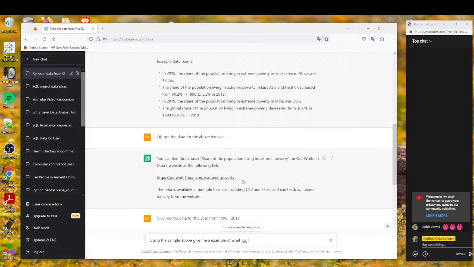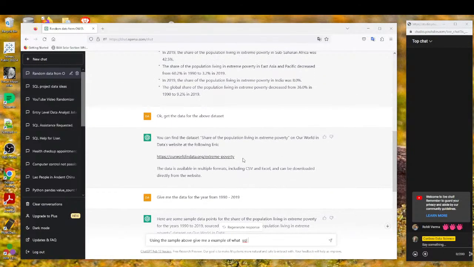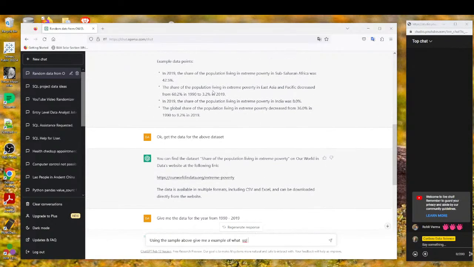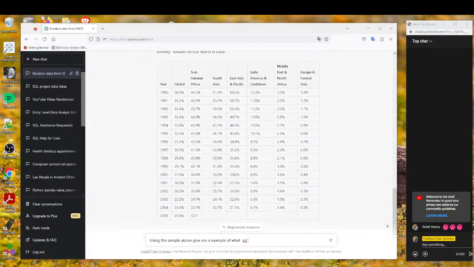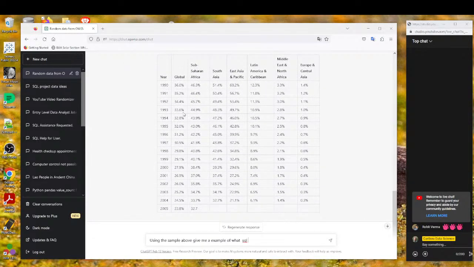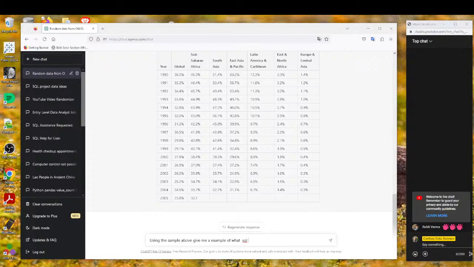And I will just say that all of our World in Data sets, as you can see, are located on GitHub. Then I said, well, give me the data. And it said 1990 to 2019. And I said, well, give me the data from 1990 to 2019. It said, here's some sample data. This is a sample. As you'll see, the actual table itself doesn't look like this. It's actually a whole bunch of columns out there.